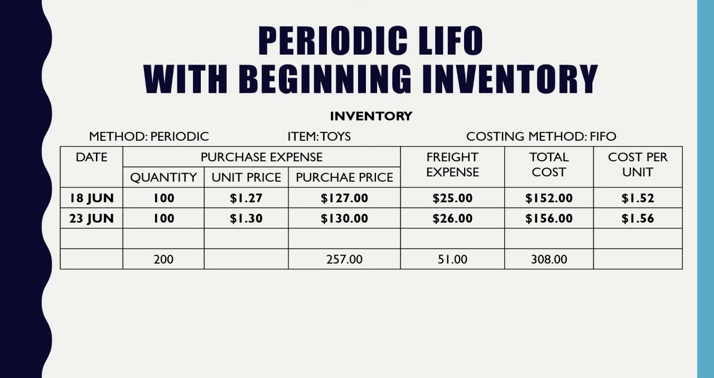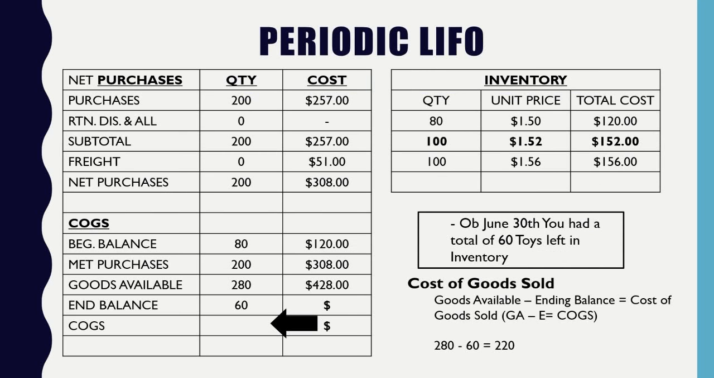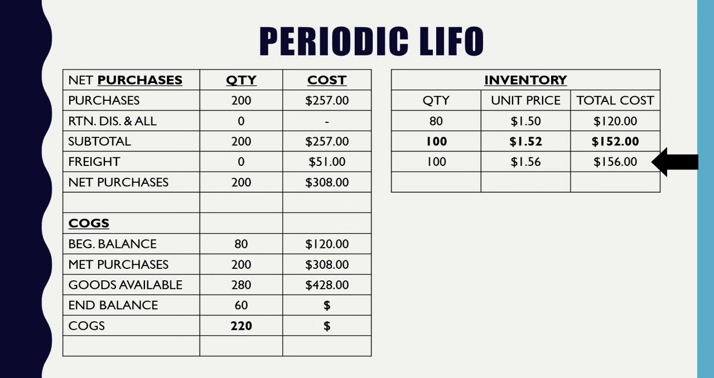So we have 200 items. We have 257 plus 51, so we have a total of $308. Again, we filled out all this information. Now, let's look at inventory again. We recognize that we have 80 toys left, and it costs us $150 for each item. Okay? And we recognize that we still have 60 items available. So that means we sold a total of 220 items.